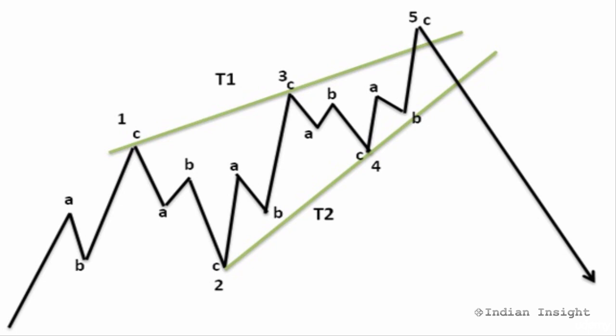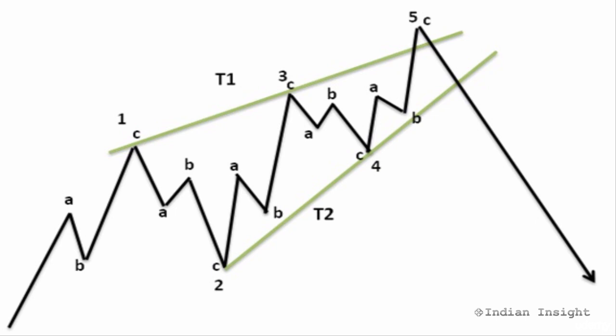The next thing to note is how we have joined the points where leg 1 and leg 3 end to form a trend line. Similarly, we have joined the points where leg 2 and leg 4 end to form another trend line. Let's call the trend line obtained from joining the ends of leg 1 and leg 3 as T1, and let's call the trend line obtained from joining the ends of leg 2 and leg 4 as T2. You will see how T1 and T2 converge towards each other. This is another defining characteristic of this pattern.